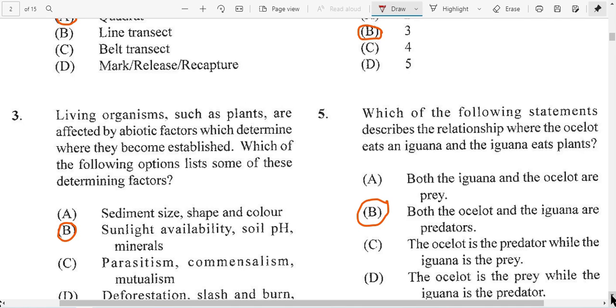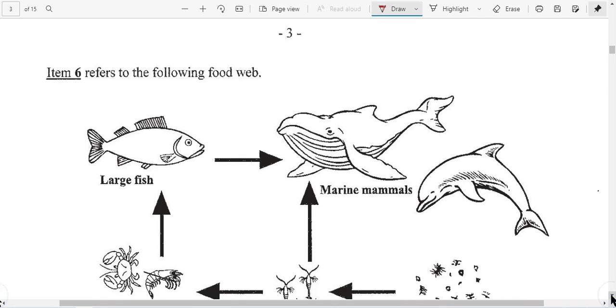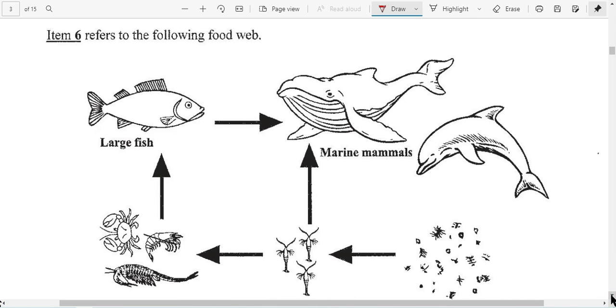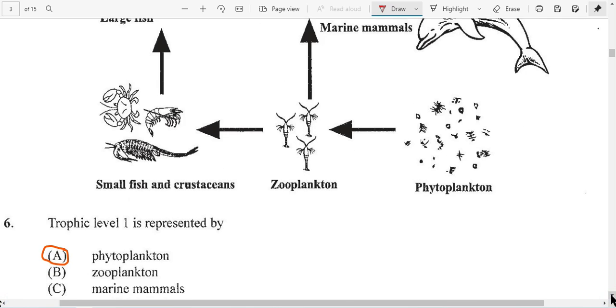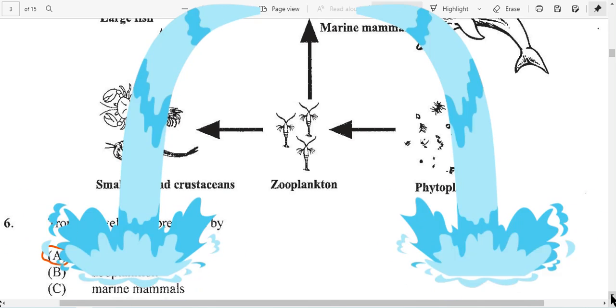As we move on to question number 6, it refers to the following food web, and we're seeing it's an aquatic food web at the start there, and we're seeing a number of organisms. Now let us look at what is happening here. Now we're seeing the phytoplankton, which is pretty much a microscopic plant, and the zooplankton, those are microscopic animals.